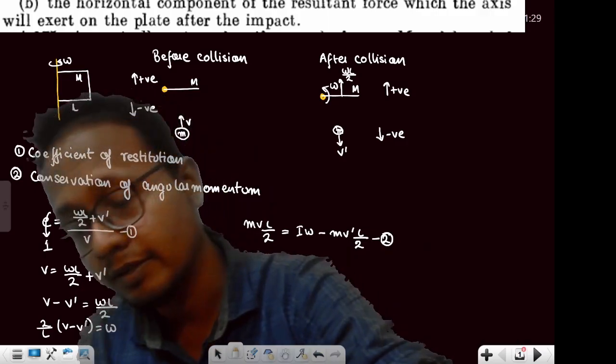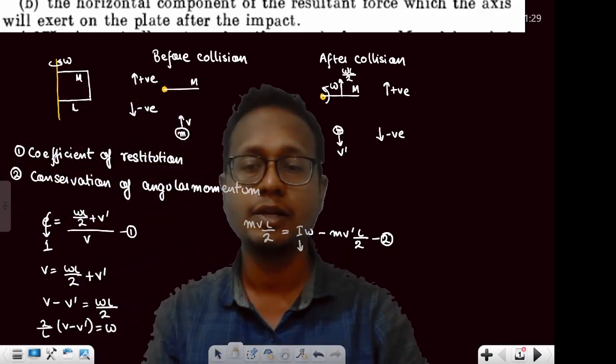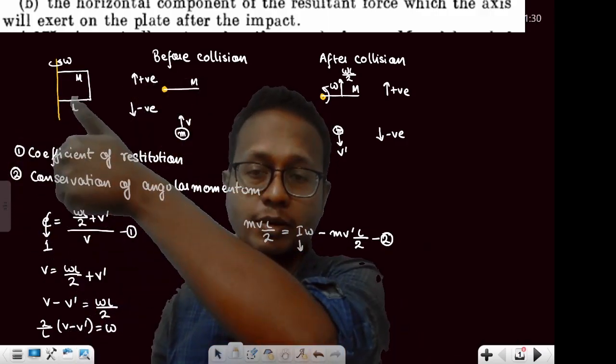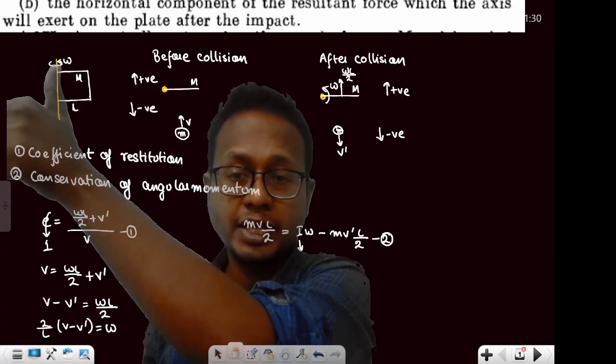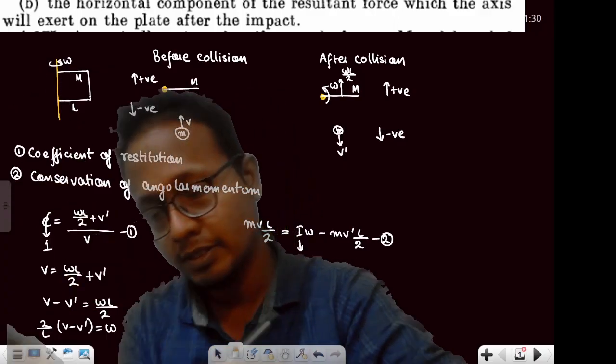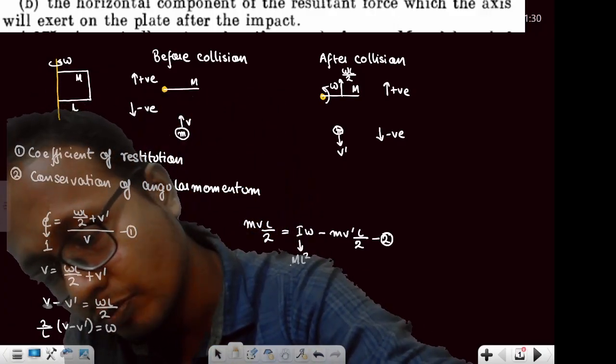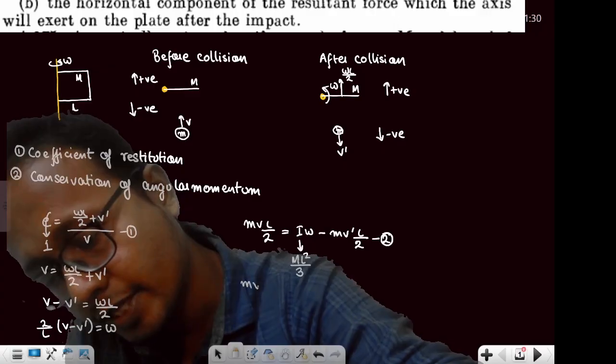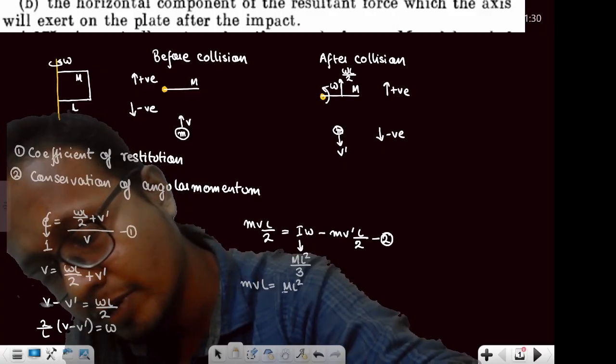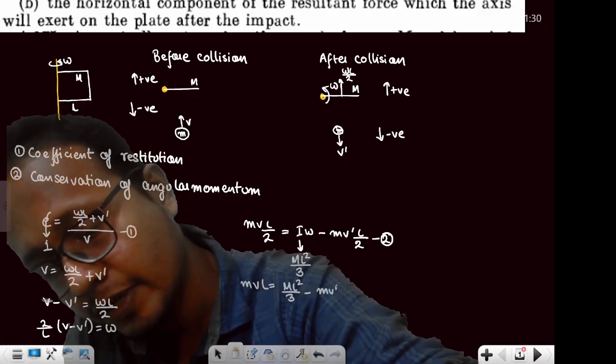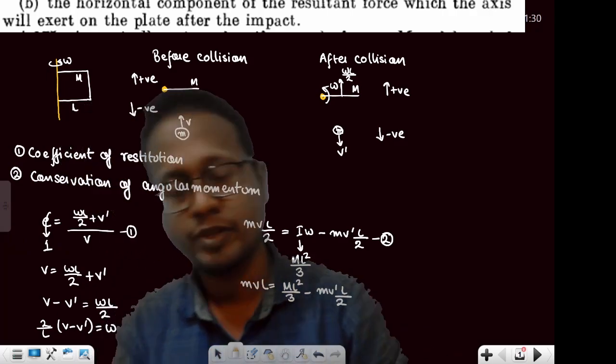From this equation, before substituting this equation, what is the value of I? Or what is the value of moment of inertia of the square plate about this axis? This is nothing but ML squared by 3. So this is capital M L square by 3. So mvL is equal to ML square by 3 minus mv dash L by 2.